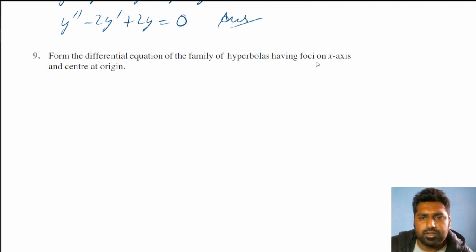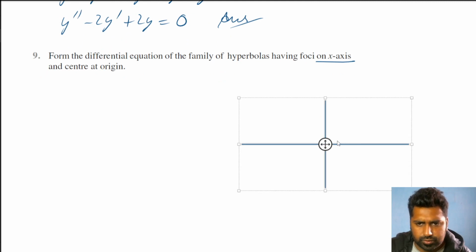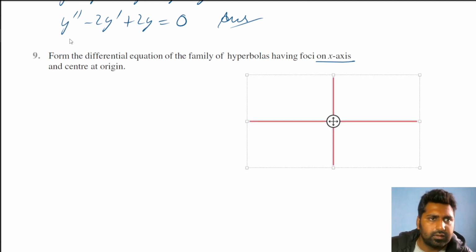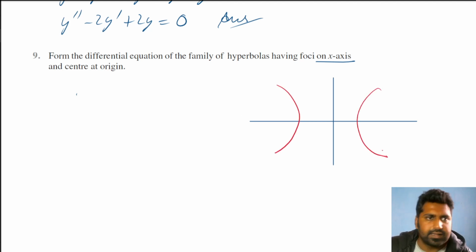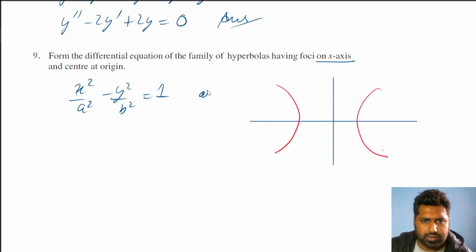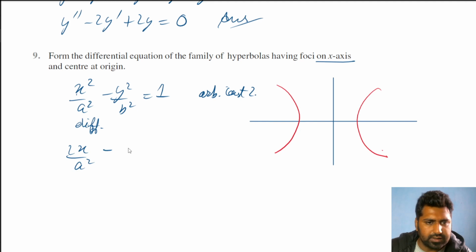Now, equation of hyperbola with the focus on x-axis. Hyperbola looks like something like this. Even if you don't know, you should know the equation. It looks like this on x-axis, and the equation on x-axis is x square by a square minus y square by b square equal to 1. Again, 2 arbitrary constants. Differentiate it one time. So differentiate: 2x upon a square minus 2y y dash by b square is equal to 0.